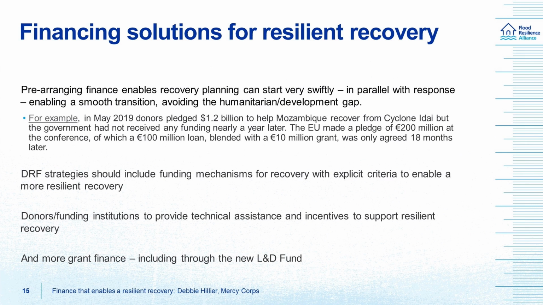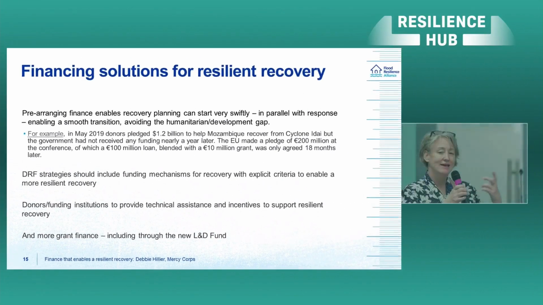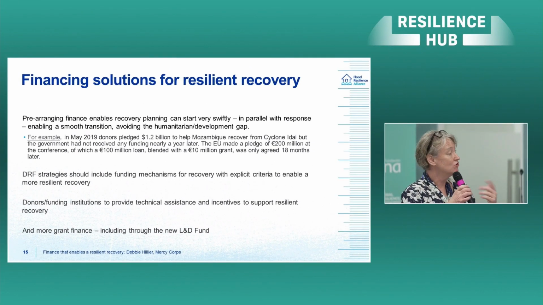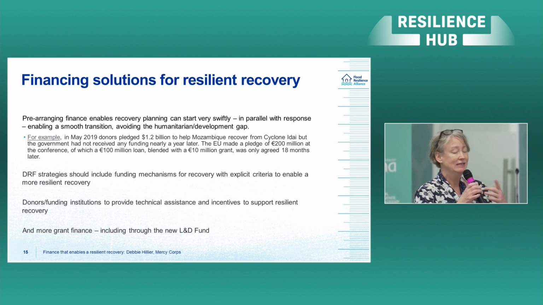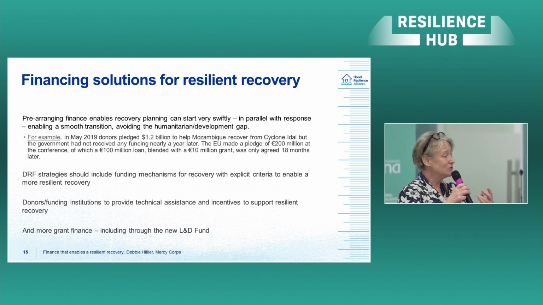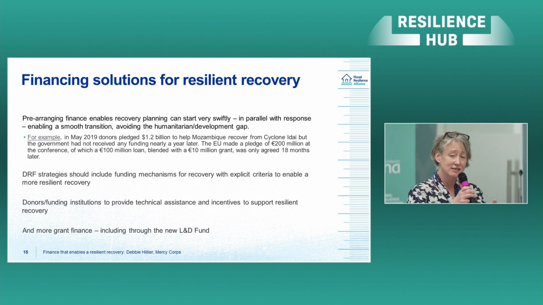There's an example here, and this is just a typical one, from Cyclone Idai that hit Mozambique. The time from the cyclone hitting to countries actually getting the reconstruction funding is measured in years, not months. And this really is not a sustainable way forward. So countries' disaster risk financing strategies need to include funding mechanisms for recovery, explicitly building in criteria for more resilient recovery. And donors and funding institutions can help to incentivize that and provide technical assistance.